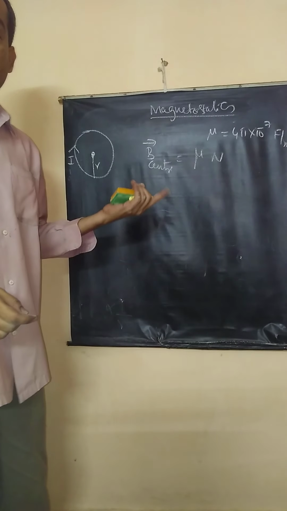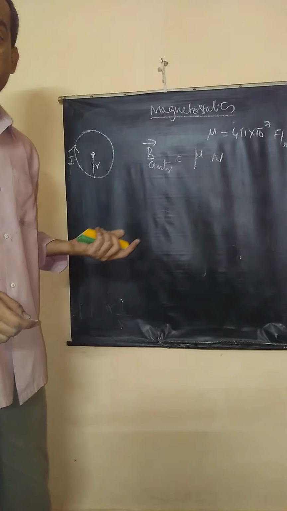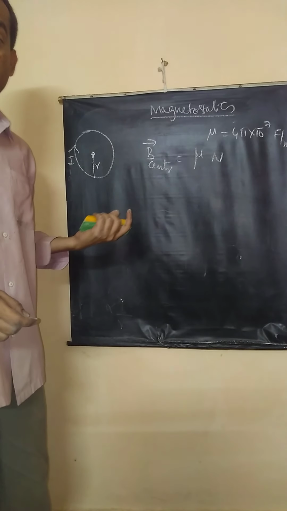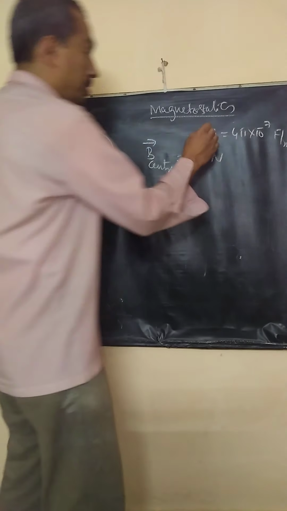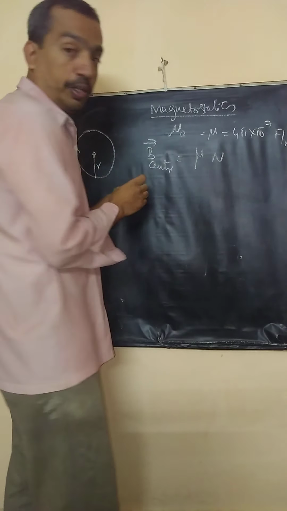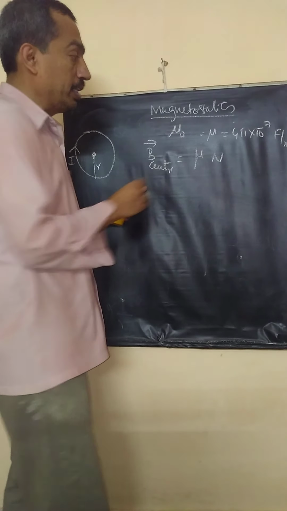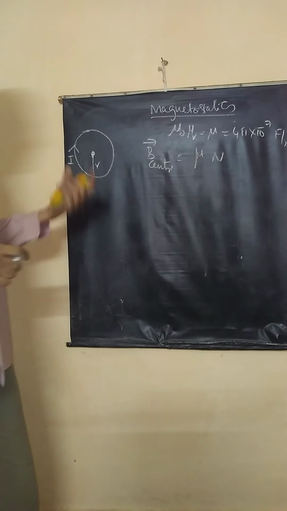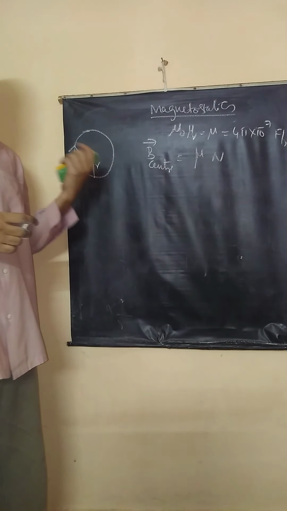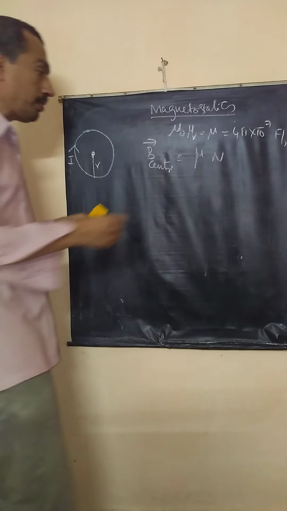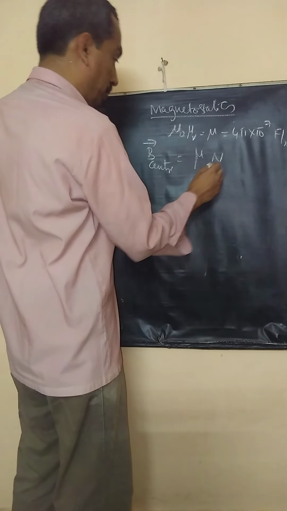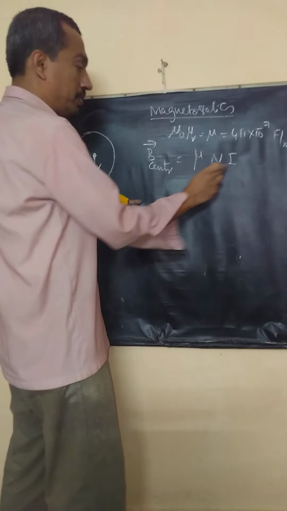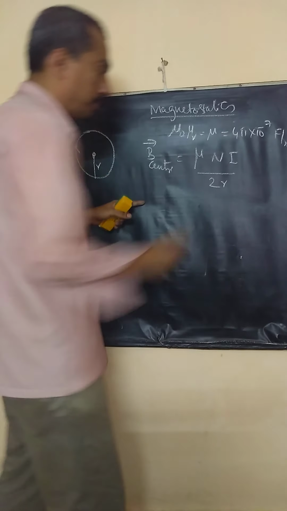In electrostatics, we had epsilon naught and epsilon r, permittivity of free space and relative permittivity. Here this is mu naught, the permeability constant, times relative permeability. It represents the ease with which a material gets magnetized. B at the center is mu naught n I by 2R, where n is the number of turns and I is the current.